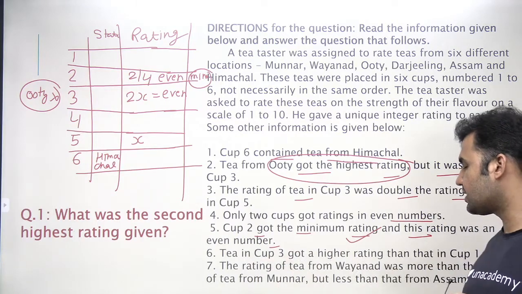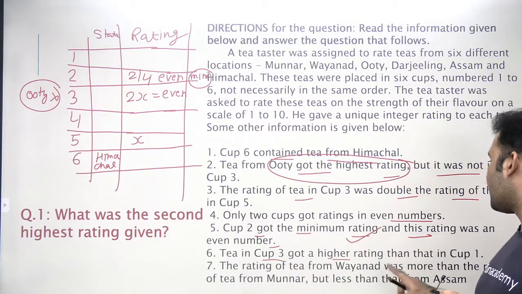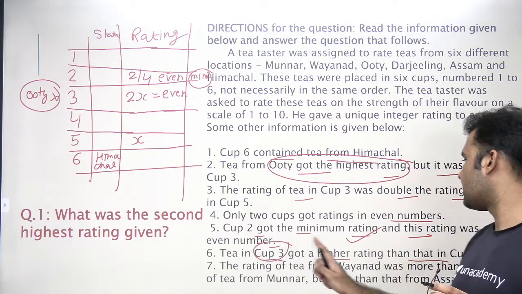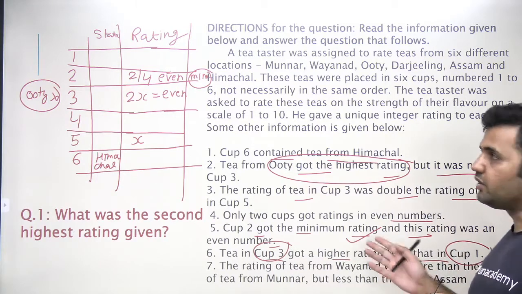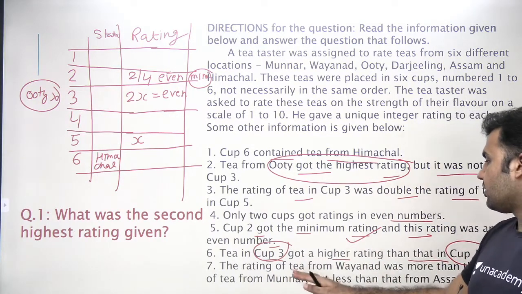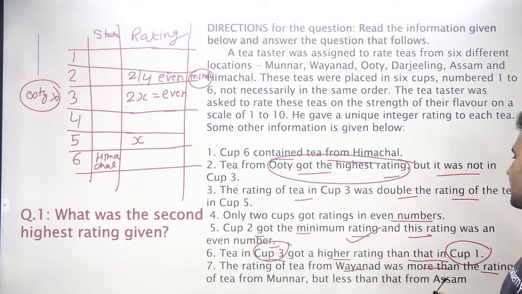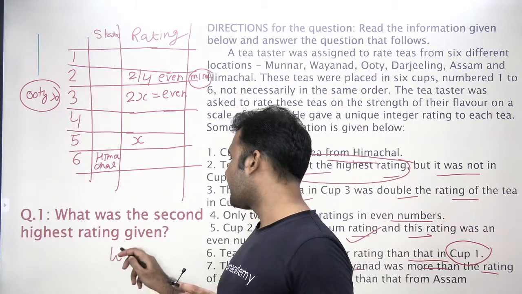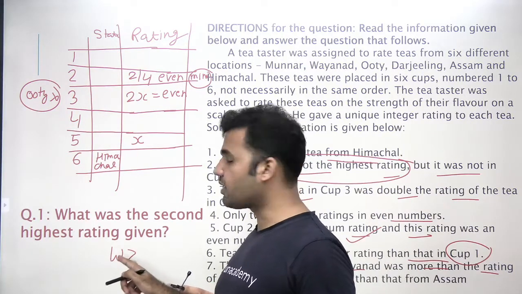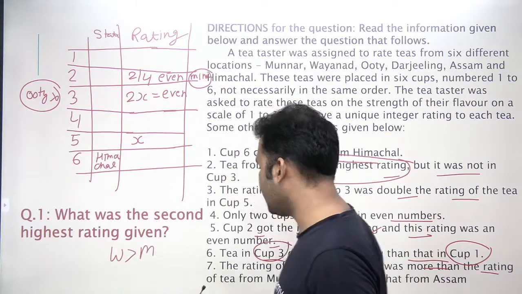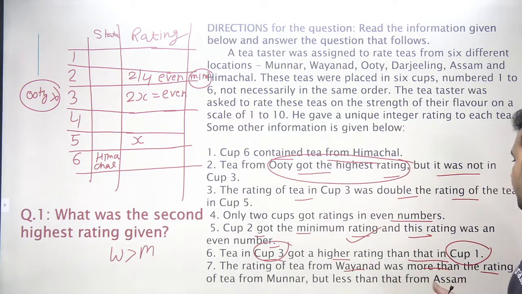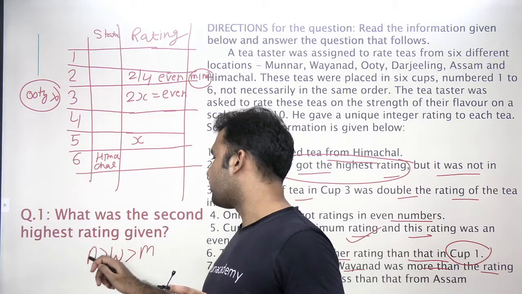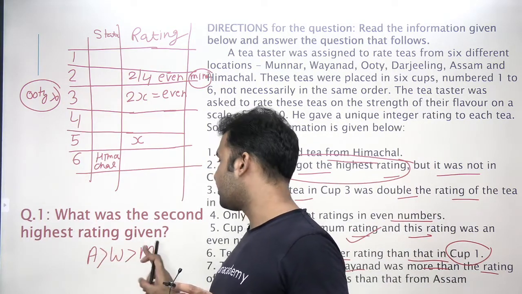Look at the information 6. Tea in cup 3 got a higher rating than that in cup number 1. So cup number 3 rating is higher than the cup number 1. Okay, we will use this information later. The rating of tea from Venard was more than the rating of tea from Munnar, right? But less than that from Assam. So that means Venard rating is less than that of Assam but more than that of Munnar.